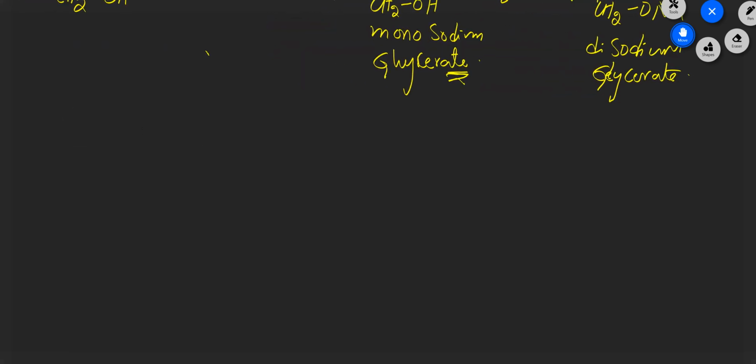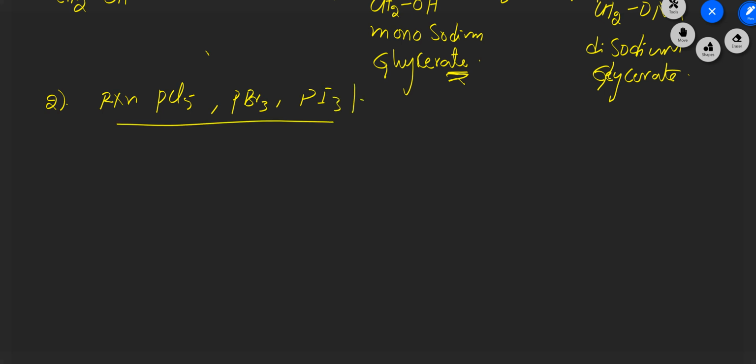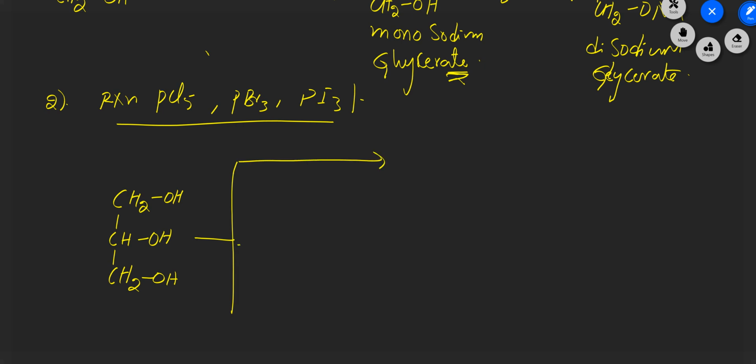The next property is reaction with PCl5, PBr3, PI3. Now I am taking glycerol, CH2OH, CHOH, CH2OH, and reacting it with the three reagents, one is PCl5, PBr3, PI3. I am taking 3 moles.